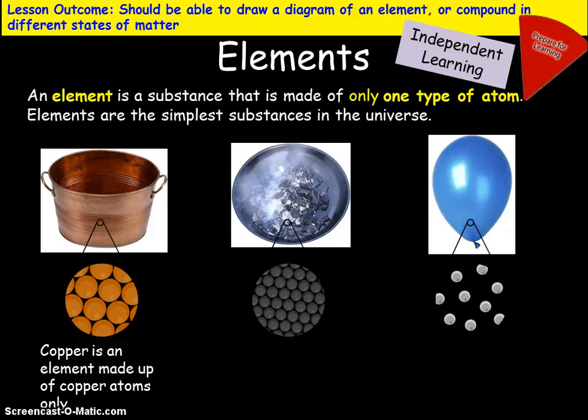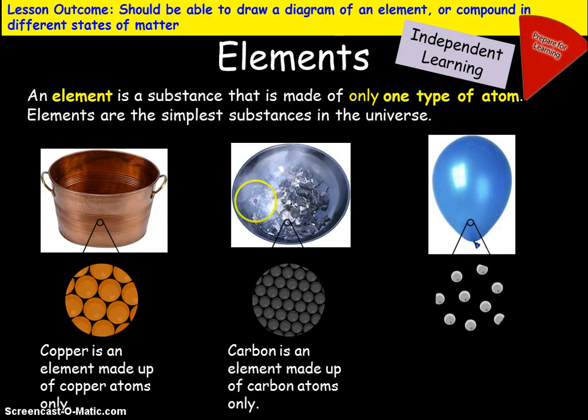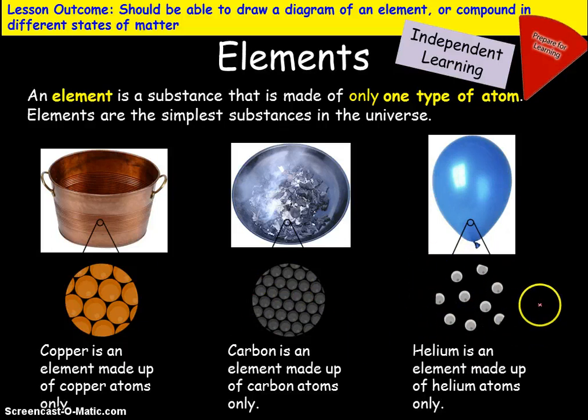So if you look at the pictures, you'll see that here we've got a copper tin, and in copper there's only one type of atom. They're all copper atoms. So copper is an element. Here is another example. This is carbon, or in this case charcoal, which is made of carbon, and that only contains carbon atoms. And both of these are examples of elements that are solids. But you can also have elements that are gases, in which case the particles are spread out far more. And so we can see here we've got helium, which is an example of an element again. It only contains helium atoms, but is a gas.